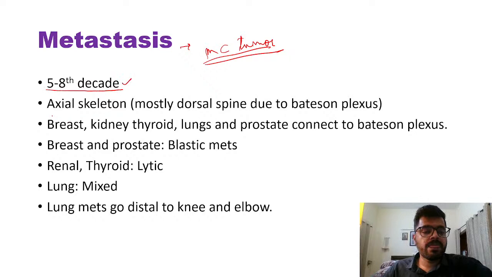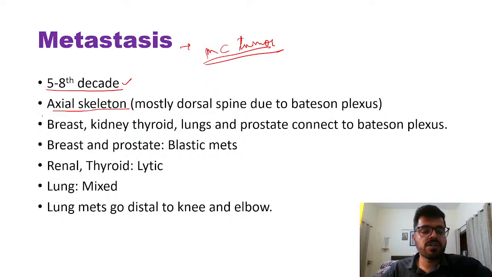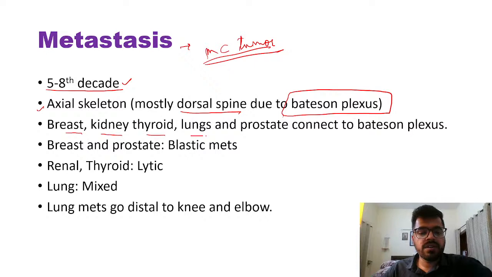It is mostly affecting the axial skeleton and the proximal parts of the appendicular skeleton. Mostly the dorsal spine is affected. This occurs because of the Batson plexus. The Batson plexus, we know, is a plexus of veins in the axial skeleton. It connects breast, kidney, thyroid, lungs, and prostate. All of them drain into the Batson plexus, and through this venous drainage, the metastasis occurs.